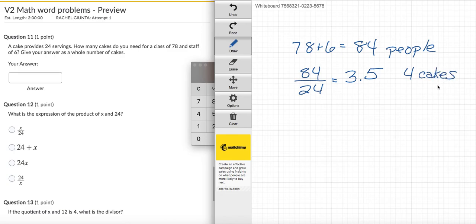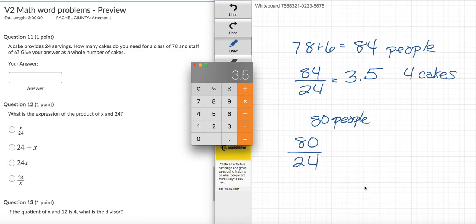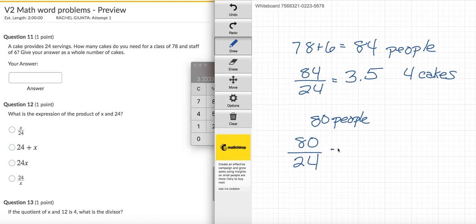But the way I've seen this worded, and I just picked random numbers for these, you could end up with, let's say, 80 people. If you took 80 people and divided it by 24, you'll get 3.3 cakes that you need. And again, you can't buy 0.3 cakes.